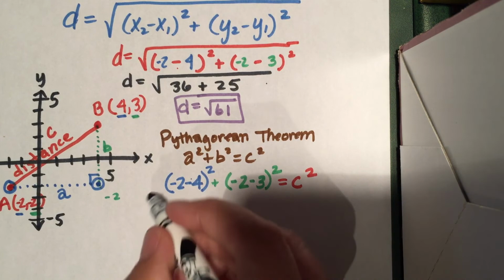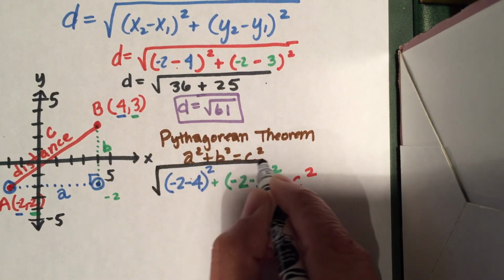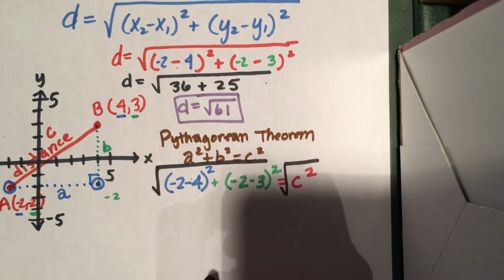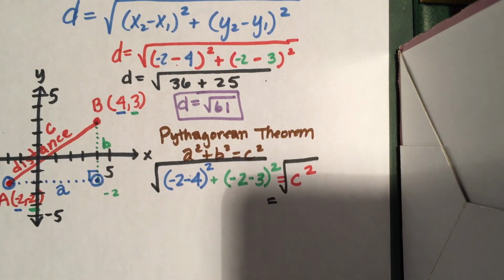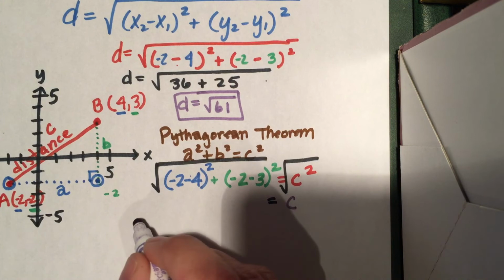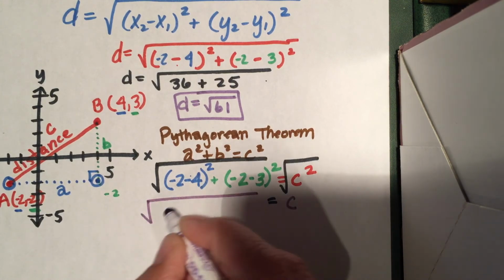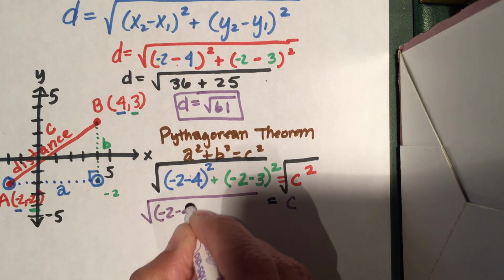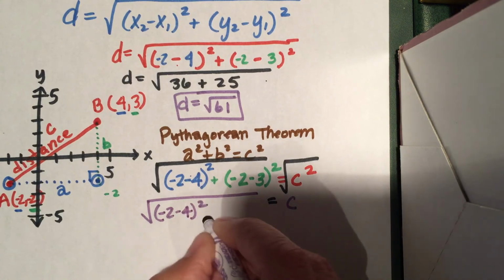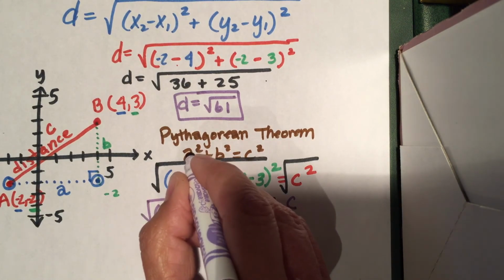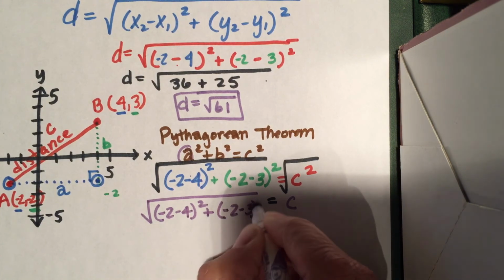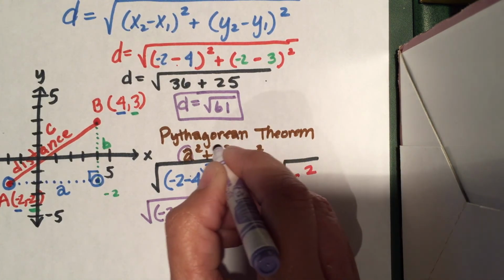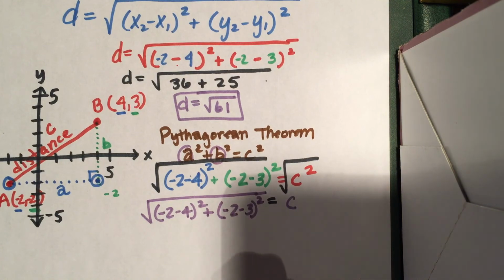But I don't want C squared, I just want C. So I'm going to square root both sides. When I take the square root of both sides, I'm going to end up with C on this side, and the square root of the difference of the two x coordinates squared, which is your A, plus the difference of your two y coordinates squared, which is your B, equals C.